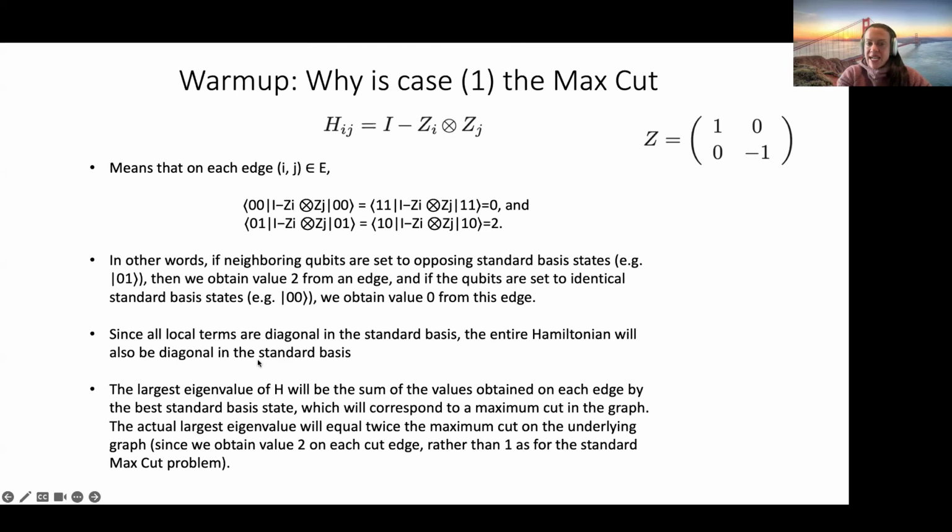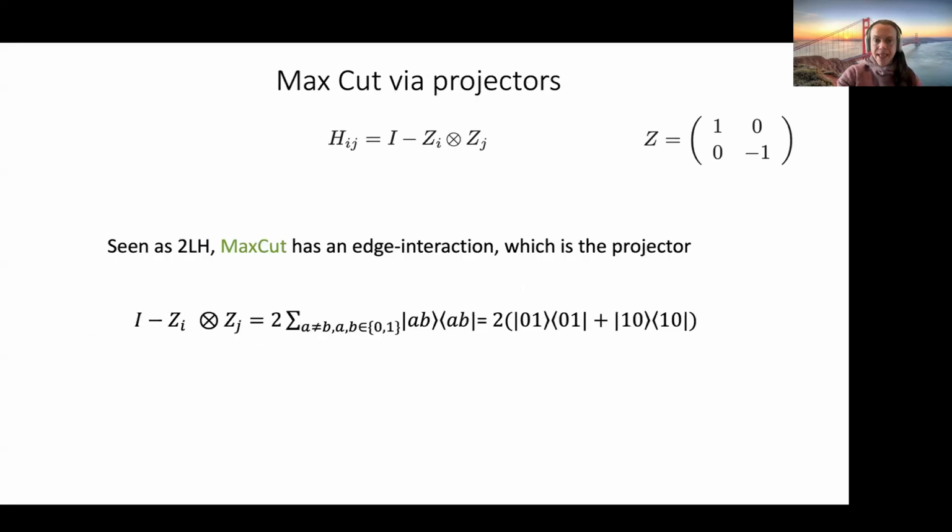So max cut and the maximum eigenvector and eigenvalue of this Hamiltonian are equivalent. You can phrase it as a constraint satisfaction problem, as a maximum eigenvalue of the sum of these local terms. And the maximum eigenvector is exactly the maximum cut assignment for the constraint satisfaction problem. Any questions so far? All right.